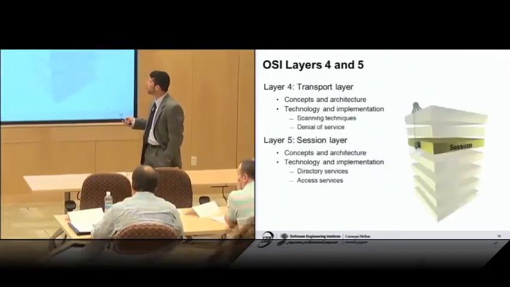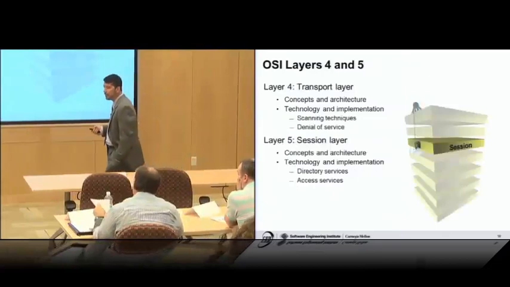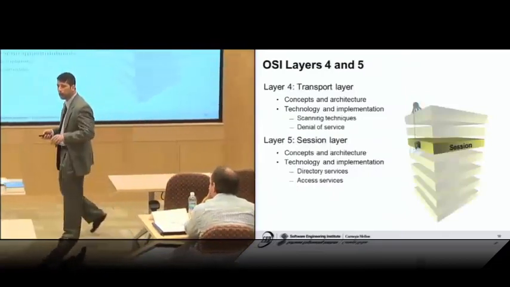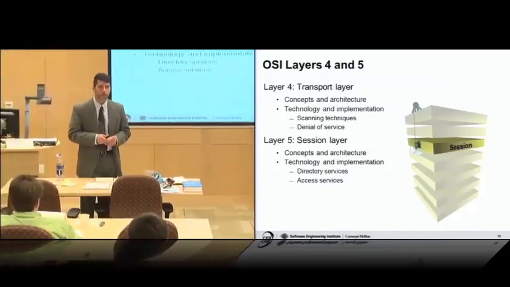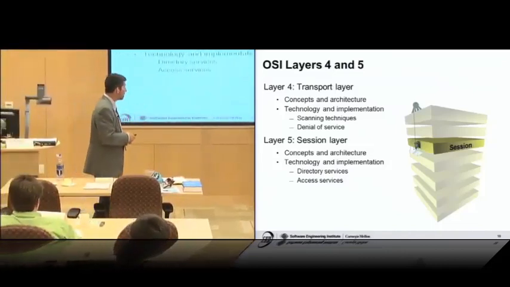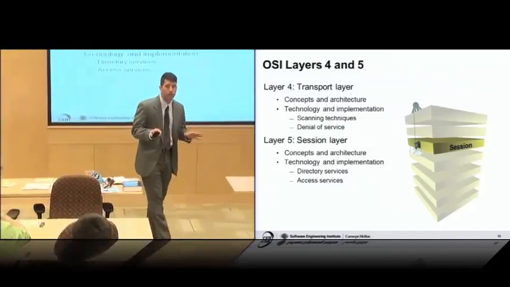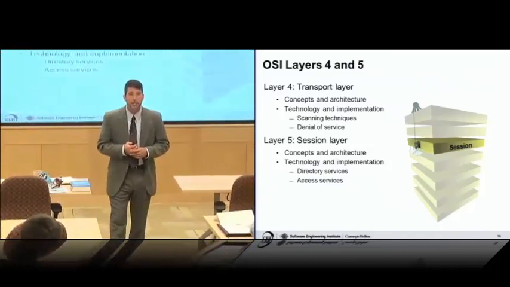Layer 4 is the transport layer. We're going to look at some of the scanning techniques and denial of service. We talked a little bit about those when we talked about access control. We're going to get deeper into it here. At 5, we're going to talk about directory services. We talked about some of those standards already. And we're going to talk about access services.